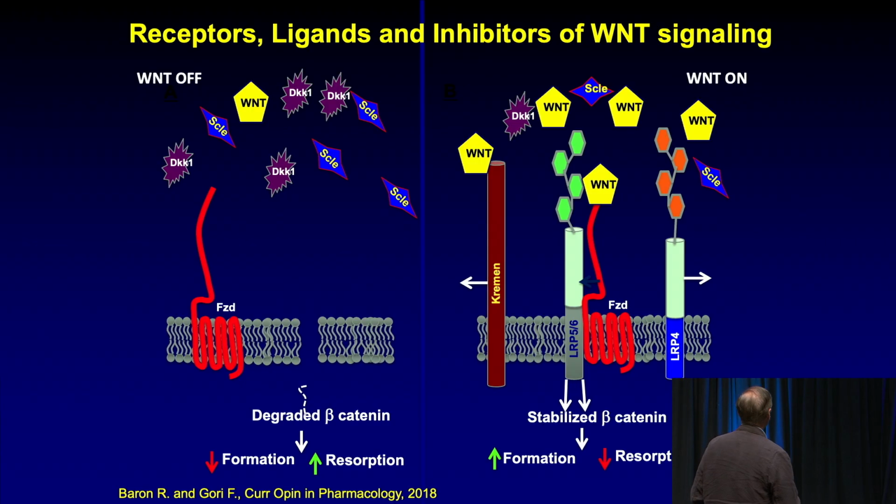In contrast, if you're in a microenvironment where the stoichiometry is in favor of the Wnt ligands as opposed to the Wnt inhibitors, now it's the Wnt that binds to LRP5, recruits Frizzled as a co-receptor. This stabilizes beta-catenin in the cells, increases bone formation, and that's not a small event, also decreases bone resorption.